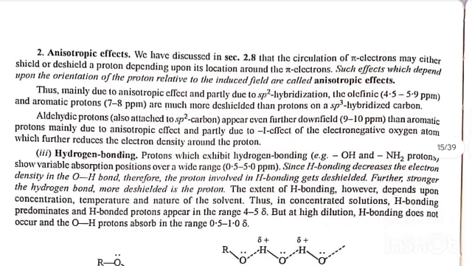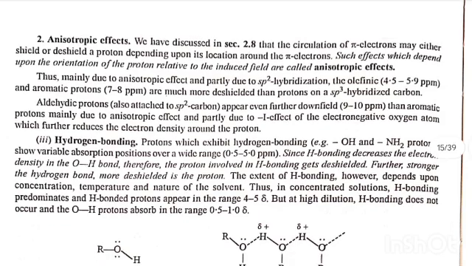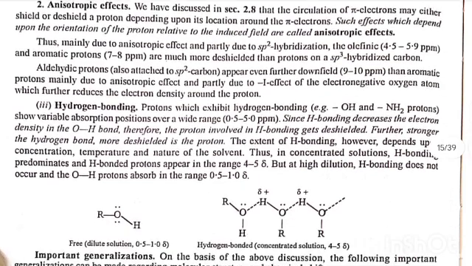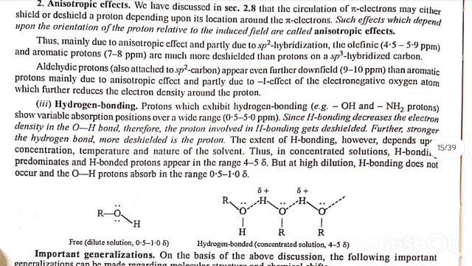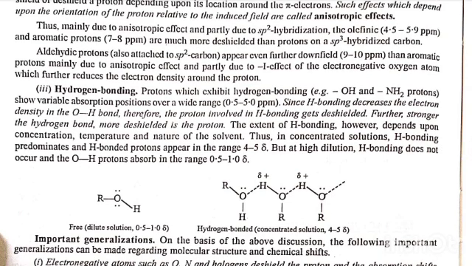Anisotropic effects. We have discussed in section 2.8 that the circulation of pi electrons may either shield or de-shield the protons depending upon its location around the pi electrons. Such effects, which depend upon the orientation of the proton relative to the induced fields, are called anisotropic effect. Thus, mainly due to anisotropic effect and partially due to sp2 hybridization, the olefinic and aromatic protons are much more de-shielded than protons on a sp3 hybridized carbon.